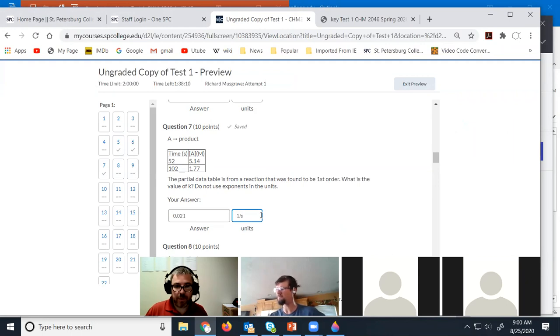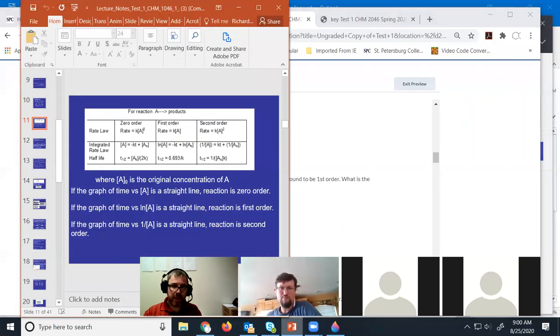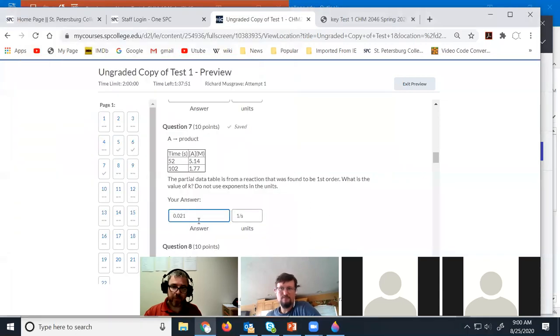Does anybody have any questions about that one? So again, the sign of that, you'll see that M is negative K. So the K is the negative slope, which makes the K positive, which is why this is positive 0.021. Any questions?